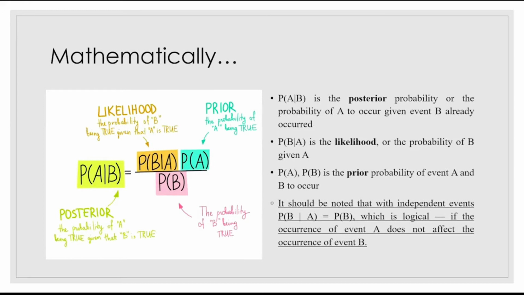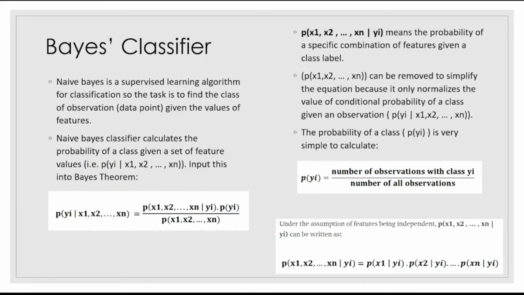Here, P of A is called the prior probability and P of B is called the evidence. P of B given A is called the likelihood and probability of A given B is called the posterior probability. Equivalently, Bayes' theorem can also be written as posterior is equal to likelihood into prior divided by evidence.